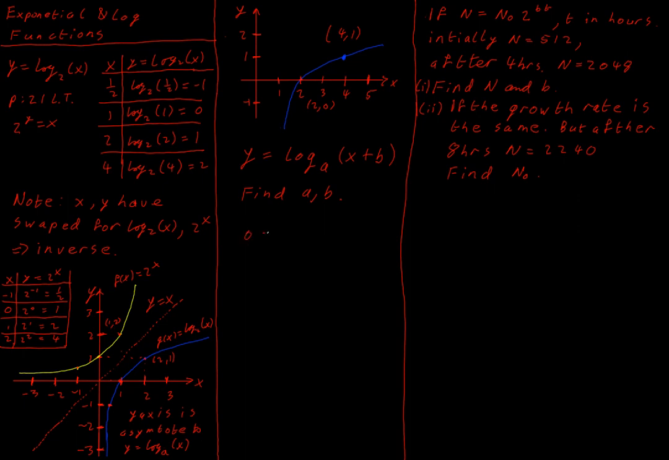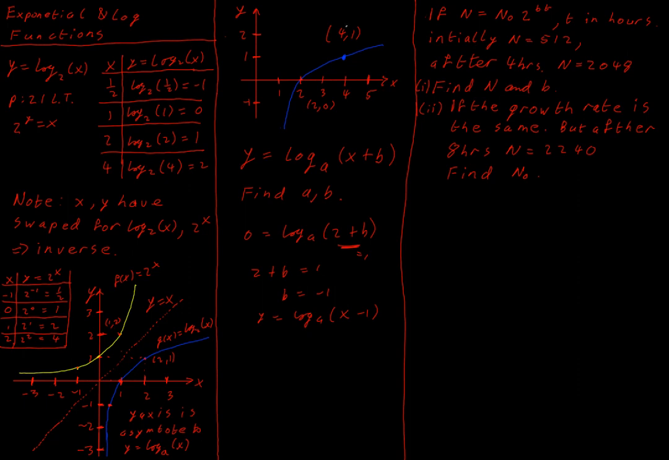So we have 0 is equal to log to the base a of 2 plus b. Well, when should a log function return 0? When we have a 1 in here. So we then know that 2 plus b is equal to 1. Therefore, b is equal to minus 1. So we now know that y is equal to log to the base a of x minus 1.